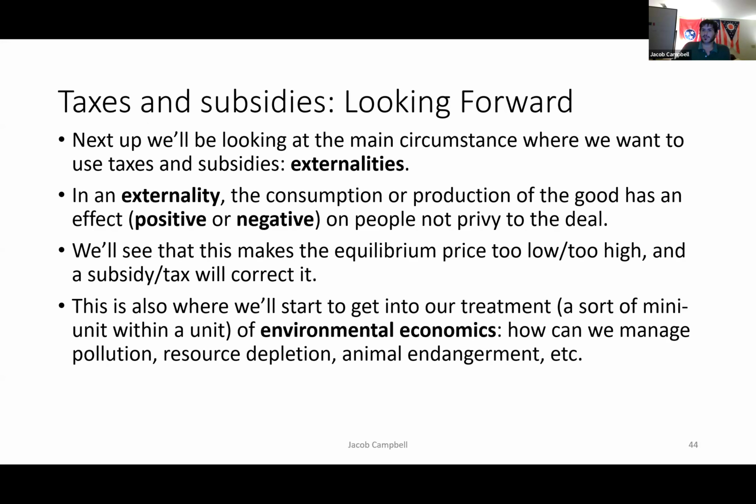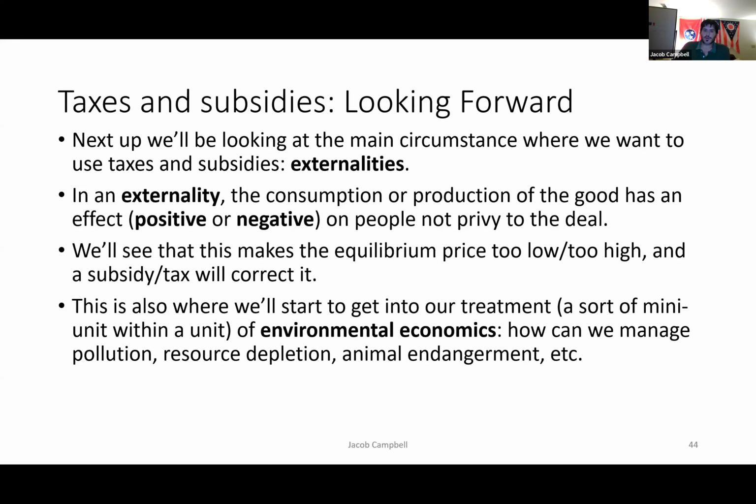Now, next up, we'll be looking at the main circumstance where we want to use taxes and subsidies, externalities. So in an externality, the consumption or production of the good has an effect, positive or negative, on people not privy to the deal. And we'll see that this likewise distorts the equilibrium by making the private equilibrium price too low or too high. And what we'll see is that a government can use a special kind of subsidy or tax to correct it. If the market is bent out of place, a tax or subsidy is going to bend it back to where it should be.